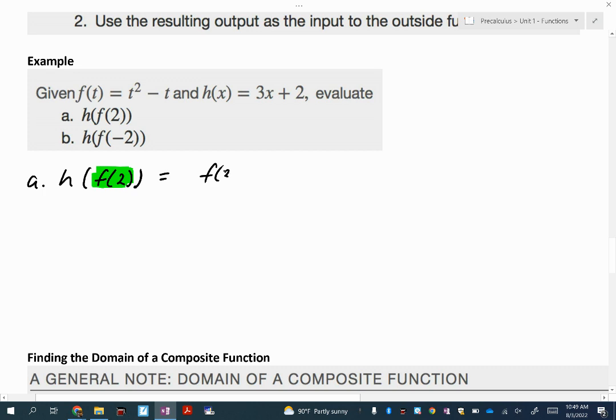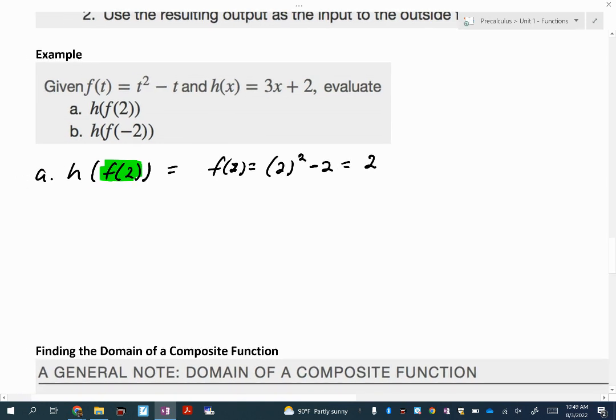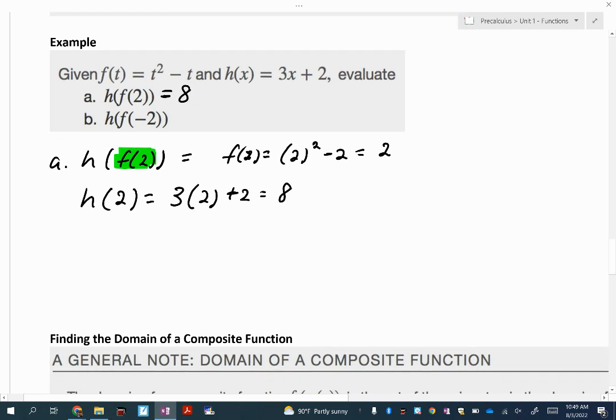So f of 2 is going to be 2 squared minus 2. So that's 4 minus 2, which is 2. Again, not my answer. But now I'm going to do h of whatever I just got, which is 2. So h of 2 is 3 times 2 plus 2. So that's 6 plus 2, which is 8. So h of f of 2 is 8.